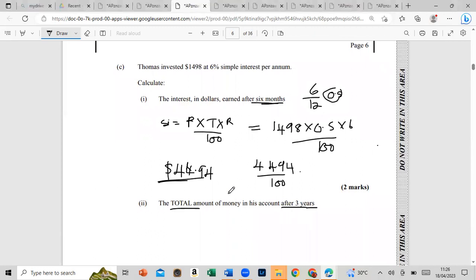Let's go. So you find the simple interest for 3 years. So it's the same principal, same rate, which is 6%. But this time the time is 3 years. Alright. So let me divide by 100. So let me just punch that in the calculator. So it will be 1498 times 18.